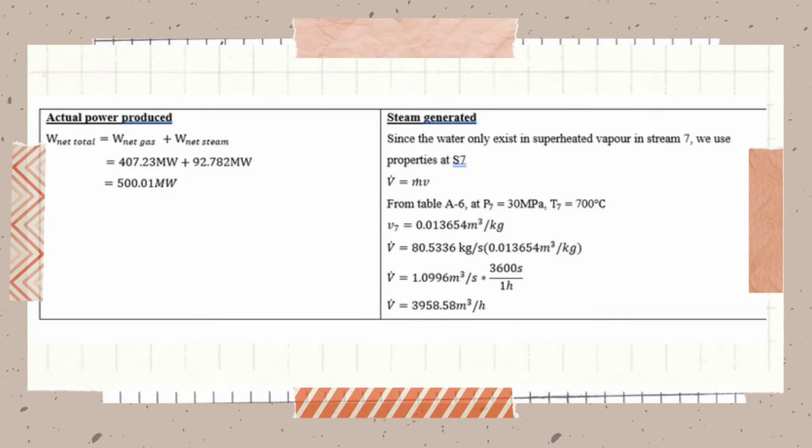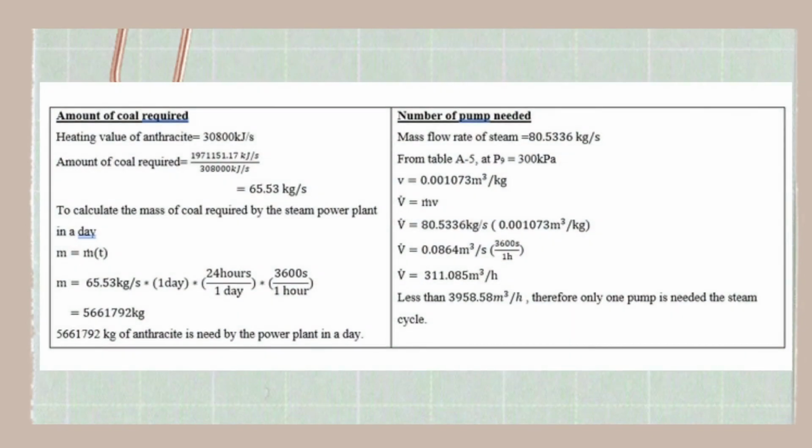Therefore, the actual power produced will be the sum of work from the gas and steam cycle, which is 500.01 MW. The amount of steam generated is calculated from the superheated stream, which is 3,958.8 m3 per hour. A heating value of 30,800 kJ per second is used. The amount of coal needed can be calculated by dividing the heat energy transfer in by the heating value. Therefore, 566,1792 kg of coal is needed per day.